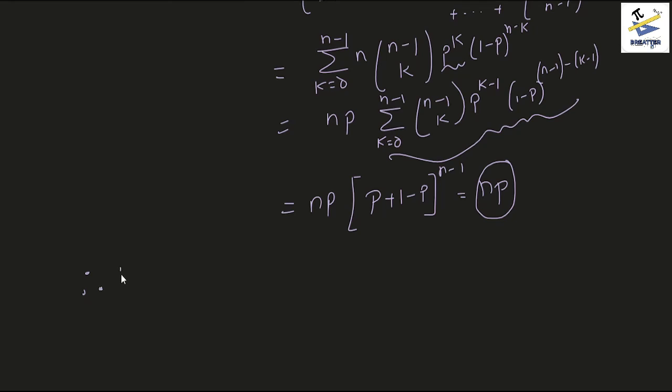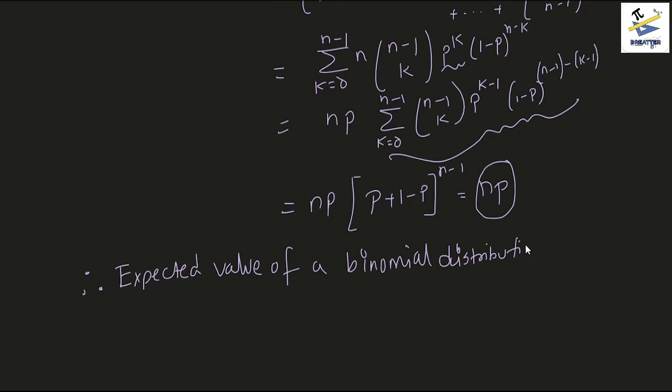Therefore, the expected value of a binomial distribution is E of x equals np, right?